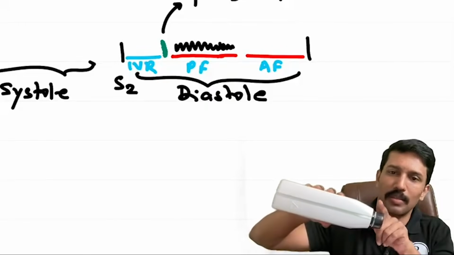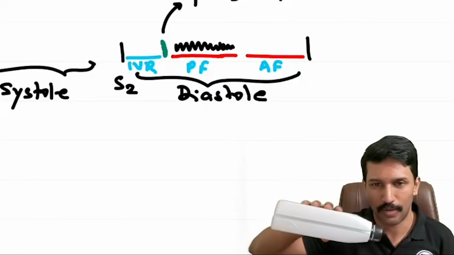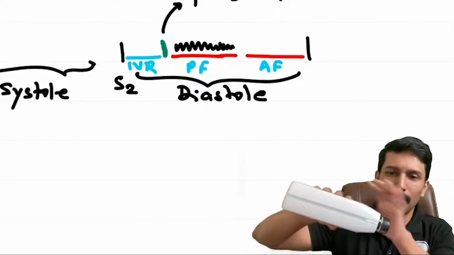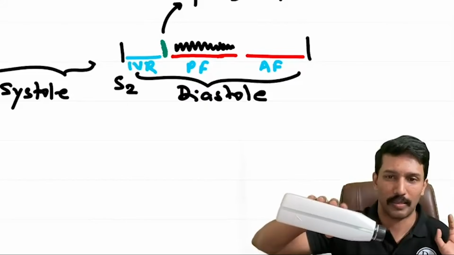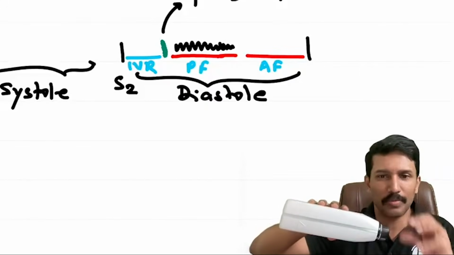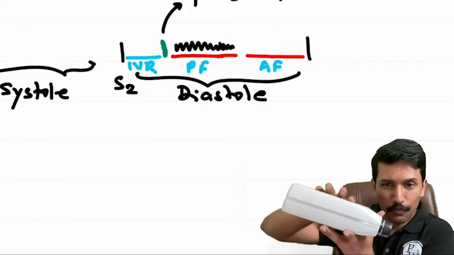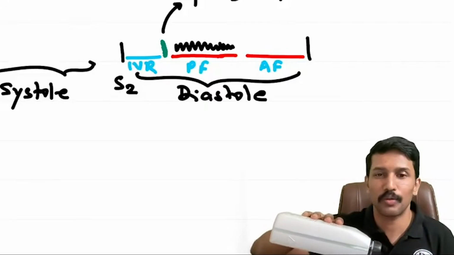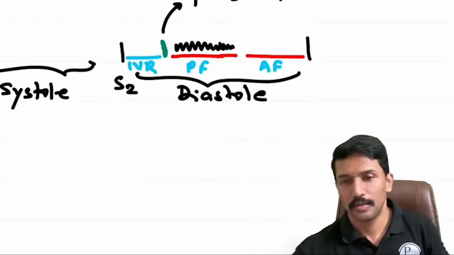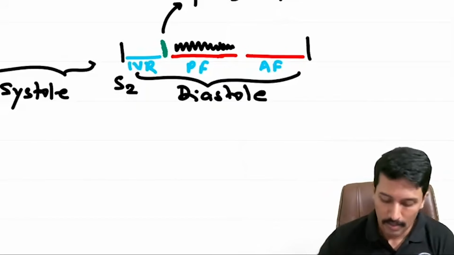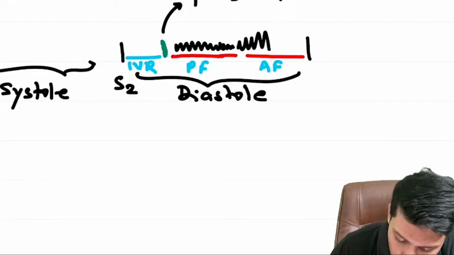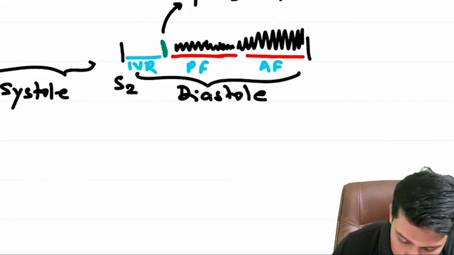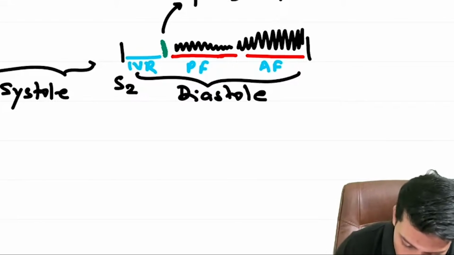Now atria actively contracts to push the remaining blood. So now think about the turbulence at the level of this opening valve. In passive filling, there was no forceful push from behind, right? So I had some degree of turbulence. But in active filling, I'm forcefully pushing. So what will happen to the turbulence here? It will increase. So that increased turbulence in the active filling. So what should I call that?